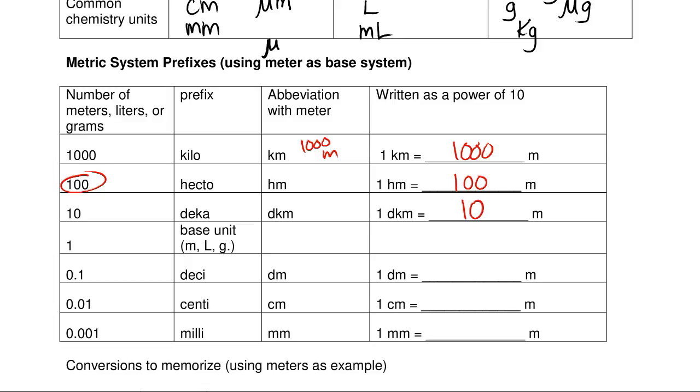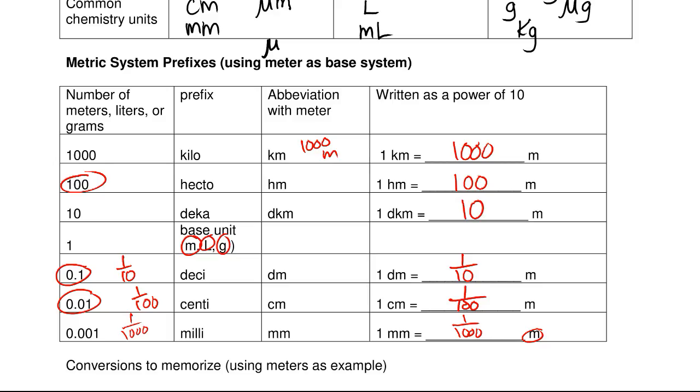Base unit would be, in this case, meter, but it could be liter or gram. Any of the base metric units. Deci means tenth, so it can be written as this. So a decimeter is 1/10 of a meter. A centimeter, it means 100th. That's 1 over 100. And then a millimeter, that's 1,000th. And that means 1 over 1,000. So 1,000th of a meter is a millimeter.